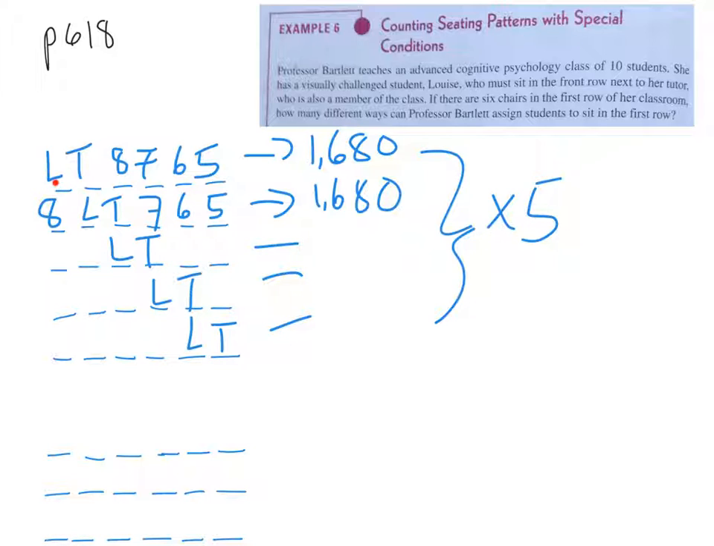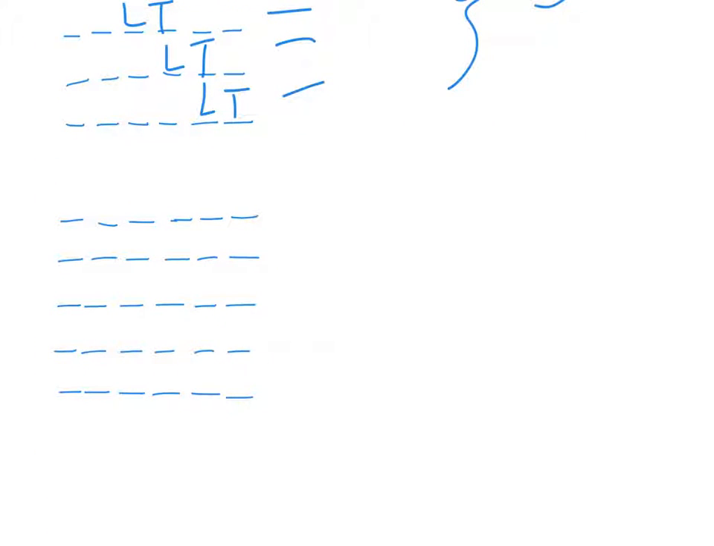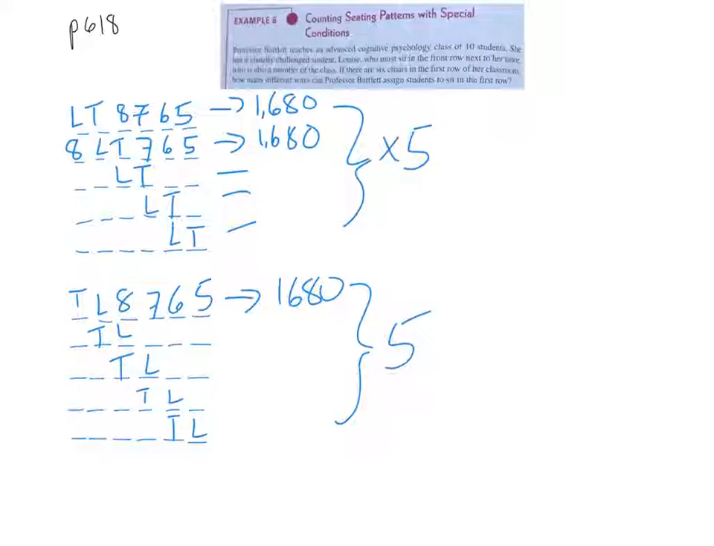We put Louise on the left of the tutor. Well, what if we flip them? Well, you can probably picture that. Put the tutor here and Louise there, then you have 8, 7, 6, 5 ways to fill the rest of the slots, right? Well, same thing. We can shift the tutor and Louise. This is still 1680, and we can still shift them down 5 different ways. So notice what we've just figured out, though, is we need an extra factor of 2.